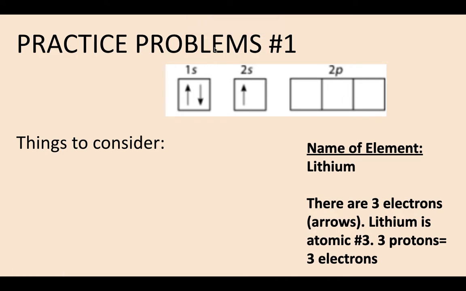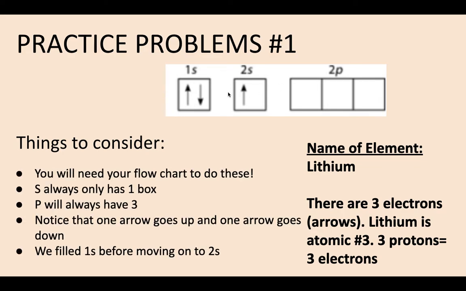So the first practice problem we look up here, some things to keep in mind. We see 1s, 2s, 2p. We followed the orbital diagrams. We followed the path. s we see has one box, so it goes 1s, 2s. Each s always has one box. And then we get to p and it has 3 boxes.